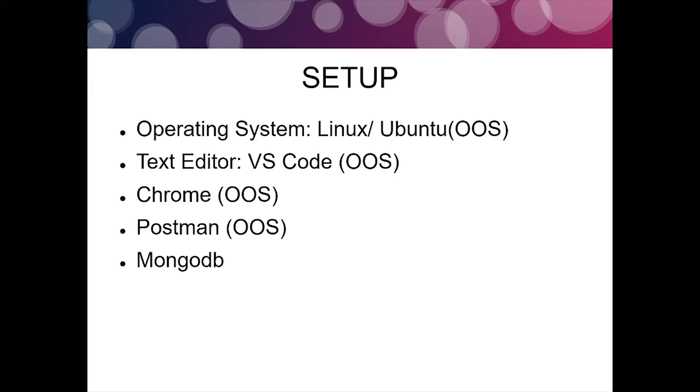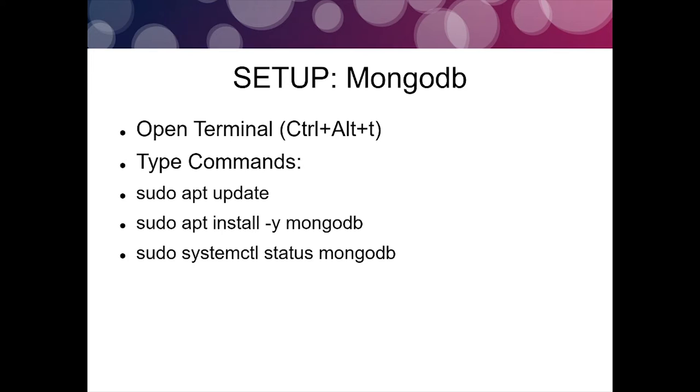The setup originally consisted of a Linux/Ubuntu operating system, Visual Studio Code, Google Chrome, and Postman alongside MongoDB. Now, since the items are out of scope, except for MongoDB, we shall be describing how to set up MongoDB and the application itself.